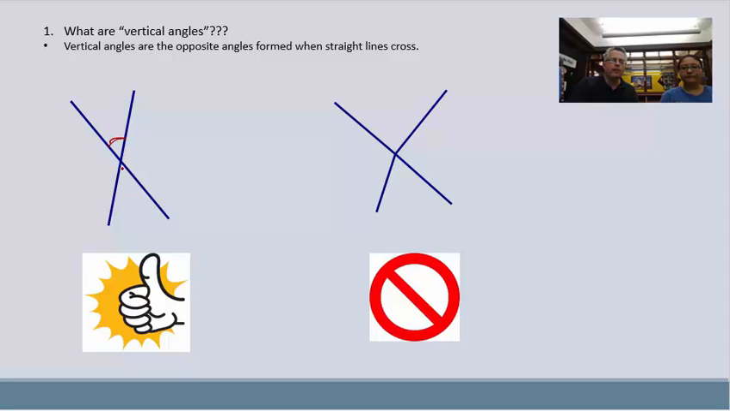So these two would be vertical here. They're the opposite angles. And actually we have another pair. This angle and this angle would be vertical. But they have to be straight lines that cross. So here we don't have vertical angles because these are not straight lines. This line is bent. So there are no vertical angles here. This angle and this angle, they're not vertical. It has to be when straight lines cross. And we want to talk about what's true with them.